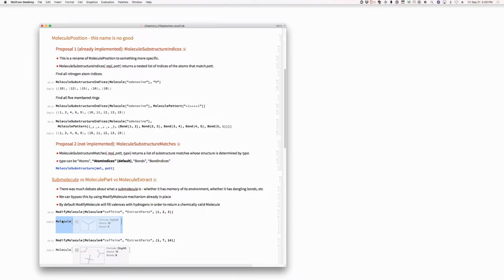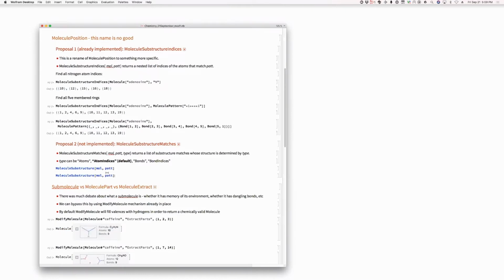Right, so that's what molecule substructure would return. On its own, right. So then that would be the default case. And if you wanted to get the atom indices, you would say comma atom indices. That would get you the naked atom indices. But the default would be just return me, if I want these aromatic rings or whatever they are, five-membered rings, what I would say is molecule substructure of adenosine, comma molecule pattern this, and then I would get back all the five-membered rings in adenosine, which seems rather nice. Yeah, I like that. Okay.